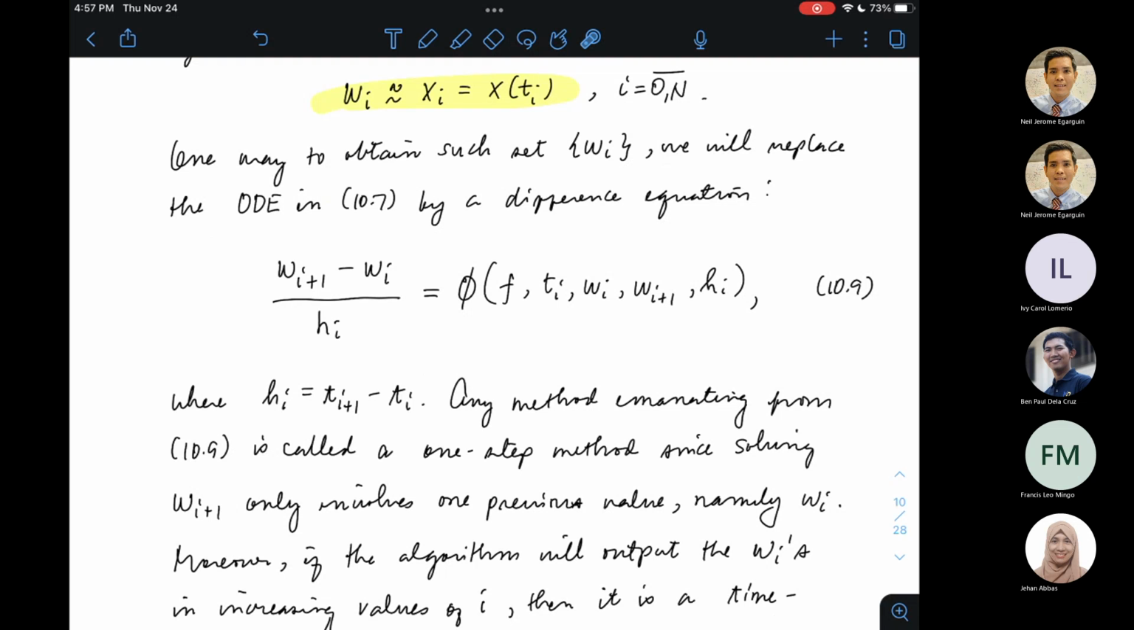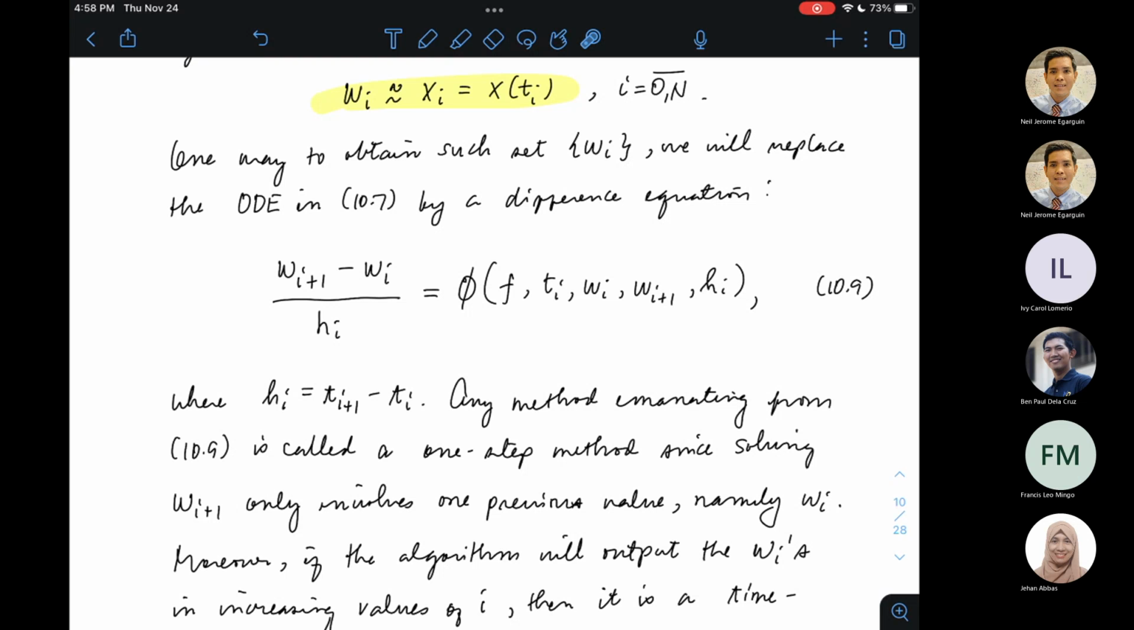When the right-hand side, after simplification, if you can write W sub I plus 1 equals an expression that doesn't involve W sub I plus 1, then we call that an explicit method. Explicit siya kapag walang W sub I plus 1 dun sa right-hand side. Meaning, you can compute W sub I plus 1 using only W sub I, H sub I, F, T sub I, W sub I, H sub I. Walang W sub I plus 1 dun sa kanan.